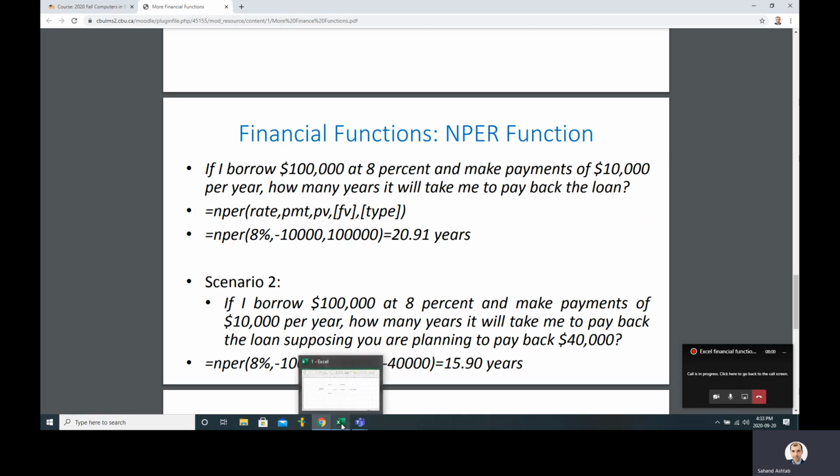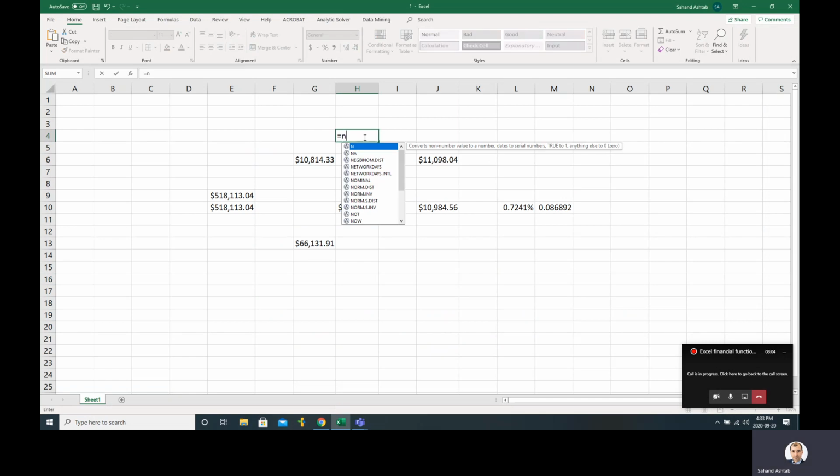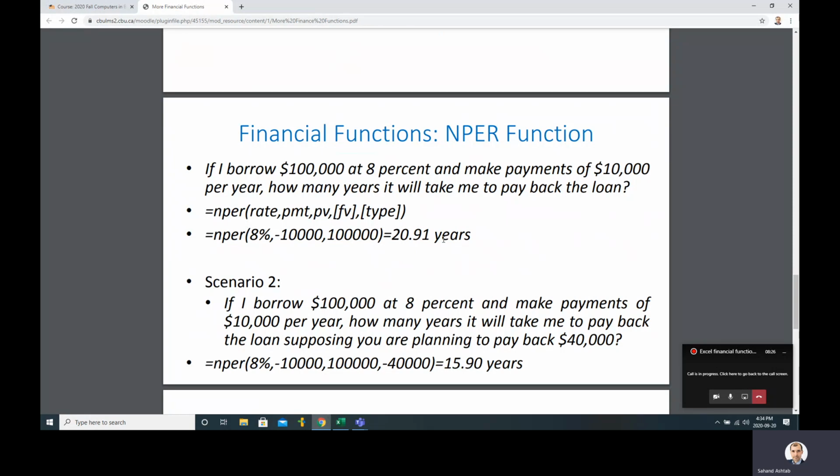So let's take that to Excel. We have equal NPER. The rate is 8%. You're making payments of 10,000, so that would be minus 10,000, and present value would be 100,000. Close parentheses and press enter. It would be 20.91 years, which is the number of periods.